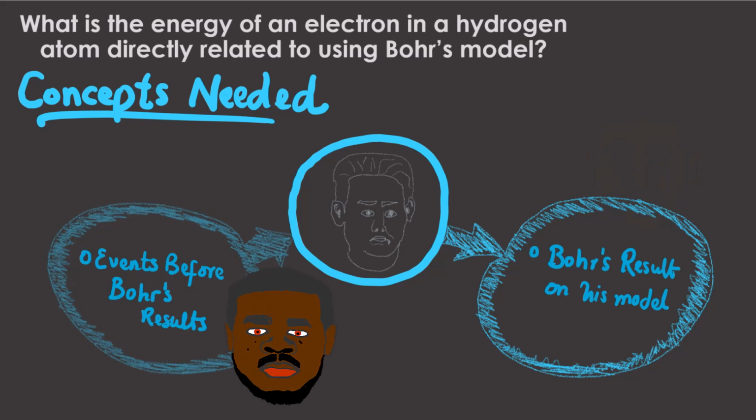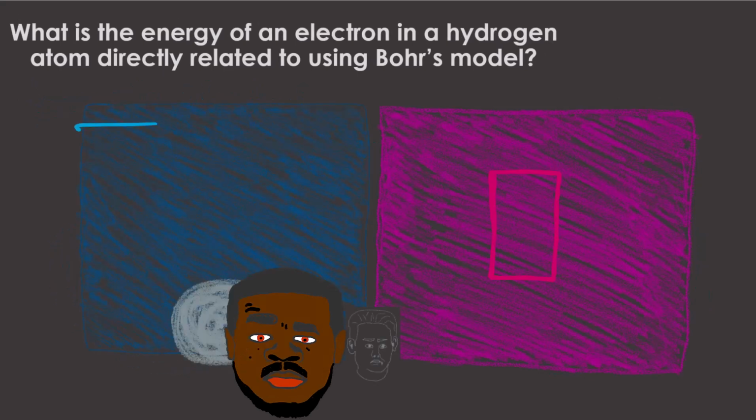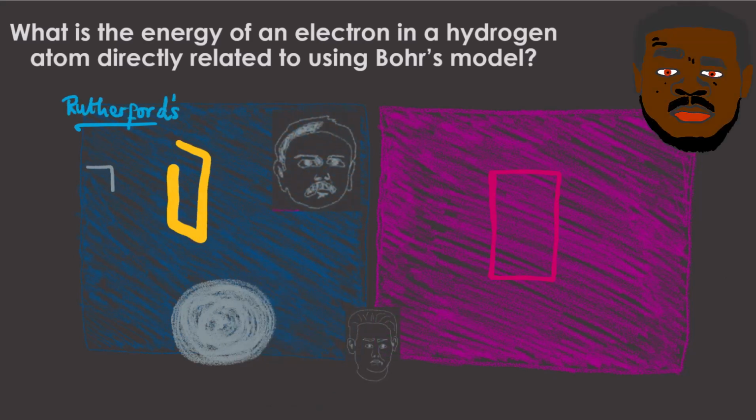Now, looking at the events before Bohr, there are two key players in the development of Bohr's model. First, Rutherford's gold foil experiment, which led to the conclusion that in an atom there are two regions. First is the dense region at the center that is positively charged and has a low volume. Second is the less dense region that is negatively charged around this dense center.